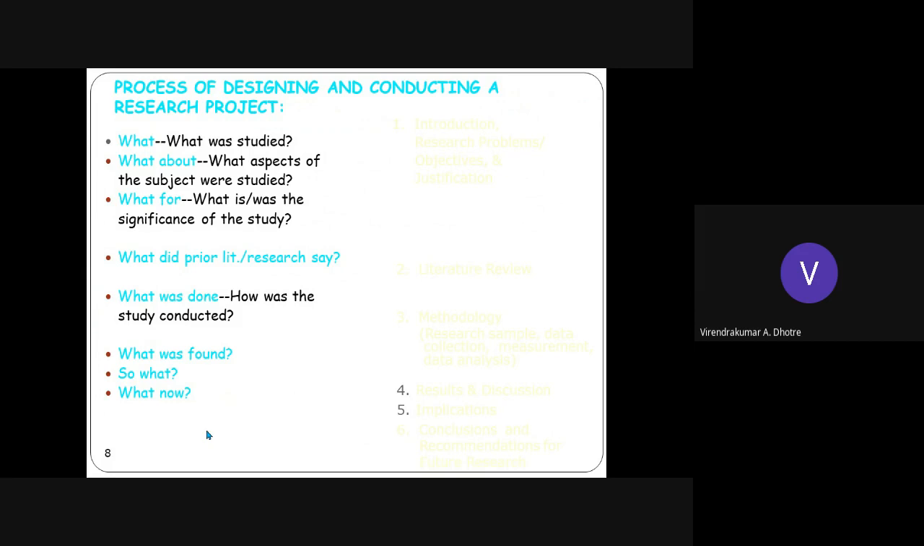What was done, that is methodology. How was the study conducted? Right? What was found? What are the observations? And if these are the things, then what is the conclusion? So what? And what now? What now will give you the future.